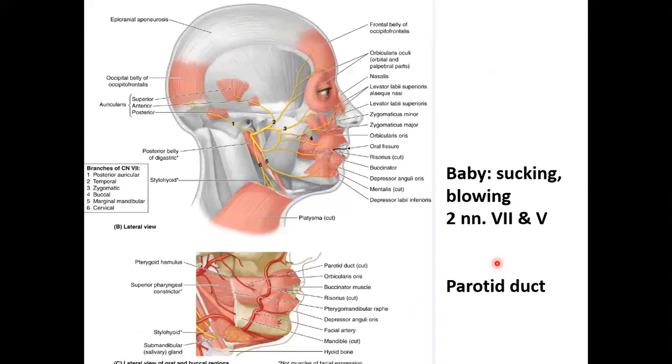Okay, so talking about the parotid duct, and this is just another diagram showing you the different branches of facial nerve, labeled for you, along with muscles of facial expression. So the parotid duct is the pathway that saliva takes from the parotid gland to get into the oral cavity. You can see here in this picture that it pierces through the buccinator muscle.